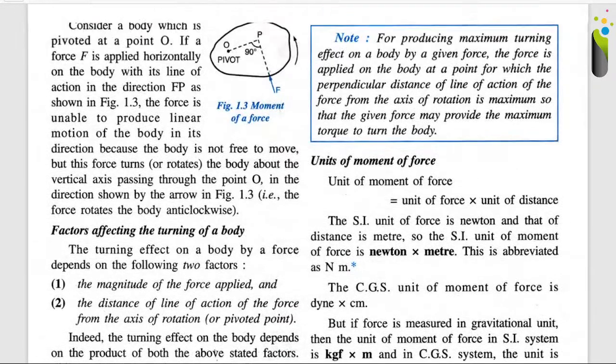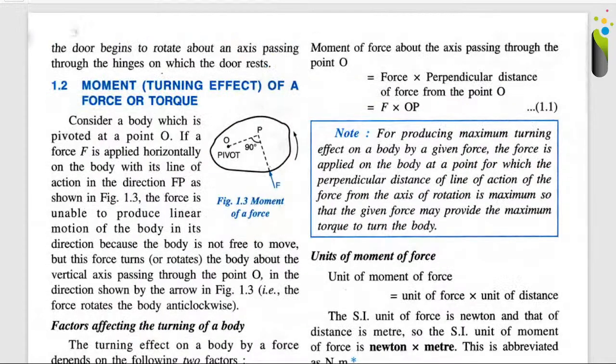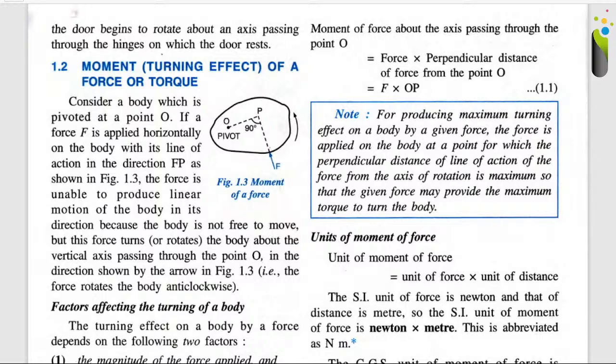Therefore, the moment of force about the axis passing through the point O is equal to force into perpendicular distance of force from the point O, that is equal to F into OP. Note, for producing maximum turning effect on a body by a given force, the force is applied on the body at a point for which the perpendicular distance of line of action of the force from the axis of rotation is maximum, so that the given force may provide the maximum torque to turn the body.